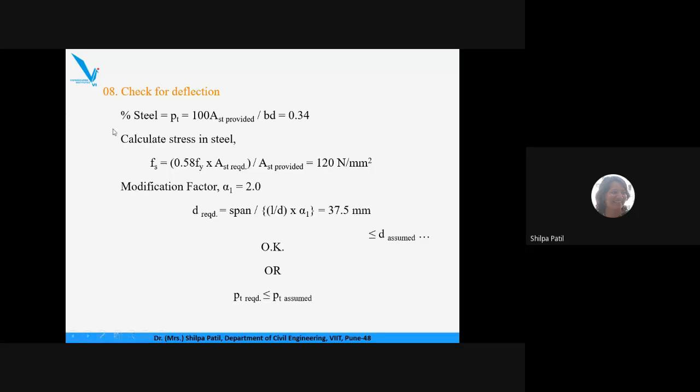So first we calculate the percentage steel. AST provided, can somebody tell me what is the value of AST provided? We are talking about the main steel, 120 mm square. AST provided, 239.33, correct. We have adjusted the spacing and we again calculated the AST provided. So that final calculated AST provided should be used for all further calculation. So it is 239. Put that value here. BD, we already know these values, and find out the percentage steel. Check whether you are getting the same value of 0.34 or not.